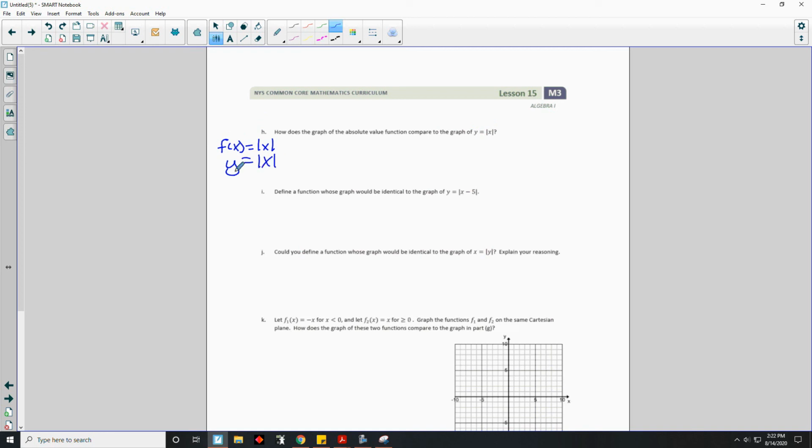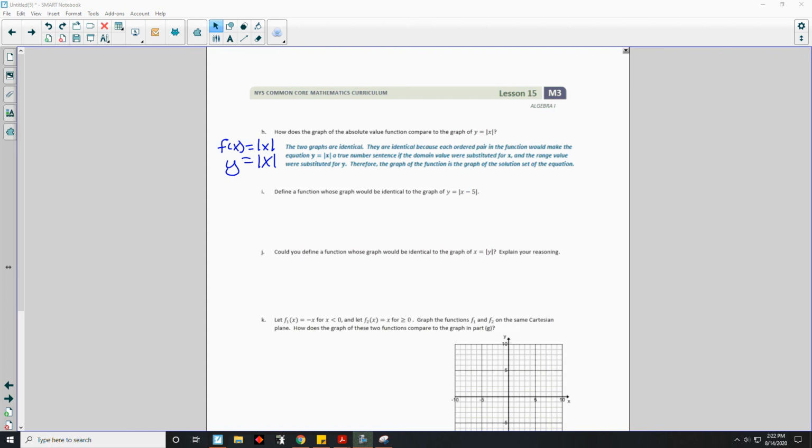Well, f of x is y. So these two equations are identical. So we would say the two graphs are identical. They are identical because each ordered pair in the function would make the equation y equals absolute value of x a true number sentence if the domain value were substituted for x and the range value were substituted for y. Therefore, the graph of the function is the graph of the solution set of the equation.